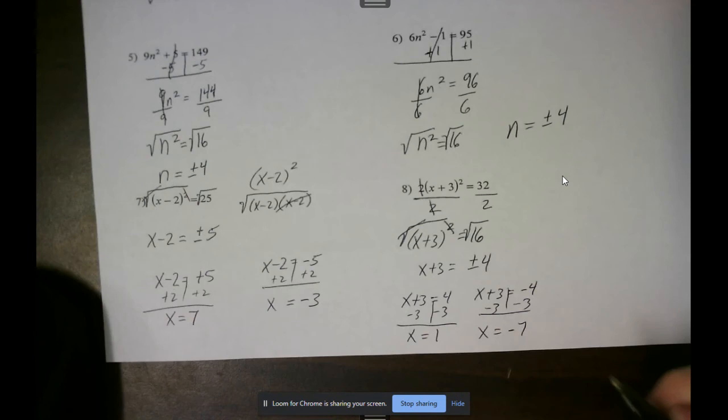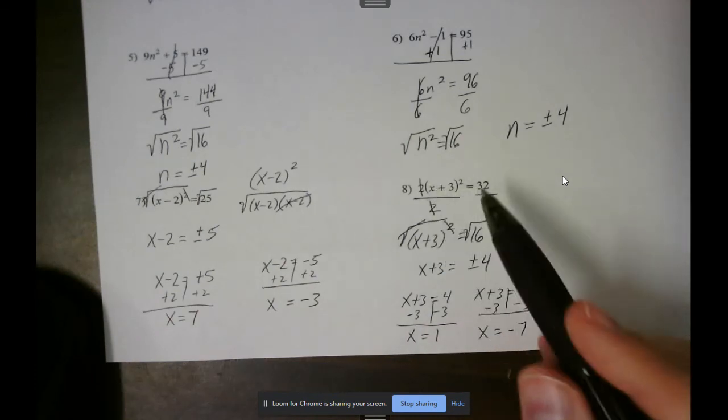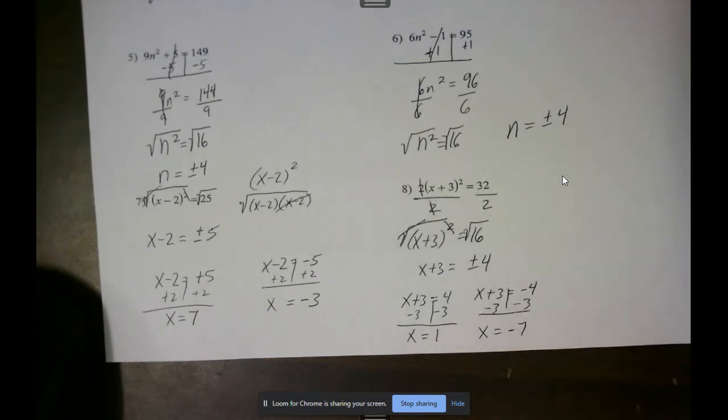And if you are unsure whether or not you did everything correct, to make sure you got it right, you should take those and plug them back in. Make sure it gives you the correct answer. Questions about that? Alrighty.